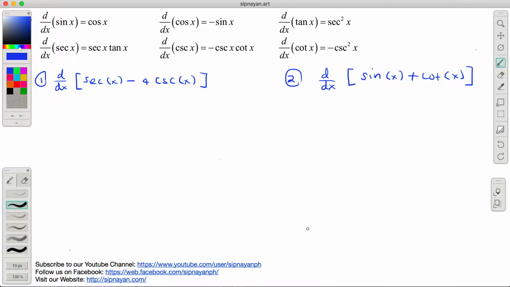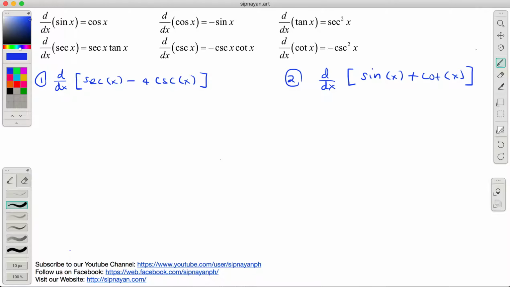No? By the way guys, hindi ko masyadong ginagamit yung word na differentiate, no? Pero madalas makikita nyo yun sa mga books, no? Pag sinabi nating differentiate, ibig sabihin nun, we get the derivative. No? So for example, I can say differentiate secant x minus 4 cosecant x. Ibig sabihin nun, find the derivative. No? The same. So how do we find the derivative of secant x minus 4 cosecant x?